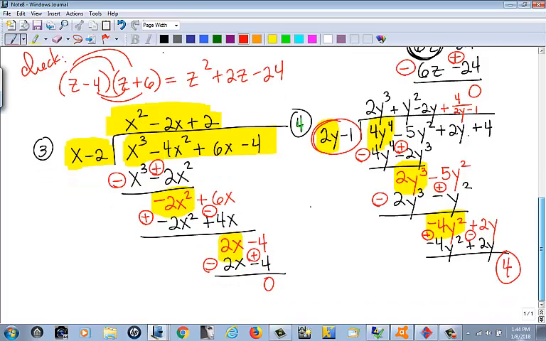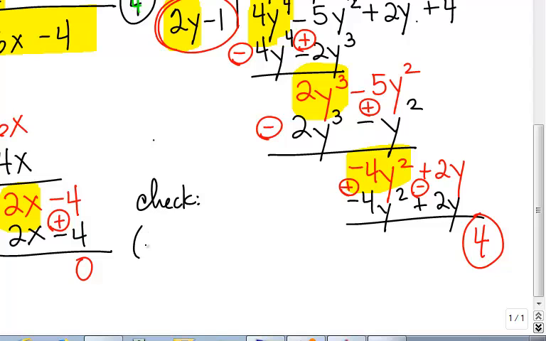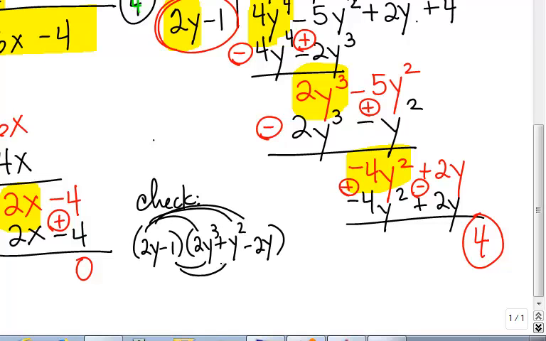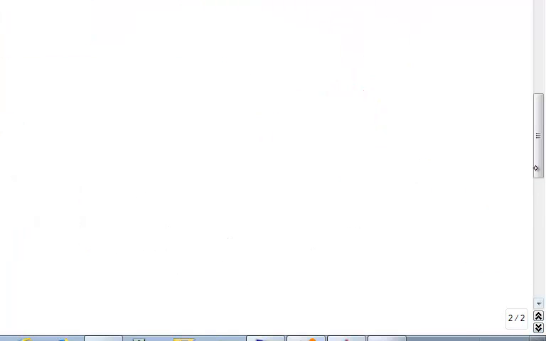Now, if you were going to check this one, if you did the check on this one, you would take 2y minus 1 times 2y cubed plus y squared minus 2y. You would multiply all that out, and then you'd add on 4. Yeah, you'll always put a plus sign, put the remainder over the divisor. Okay, a couple other things.